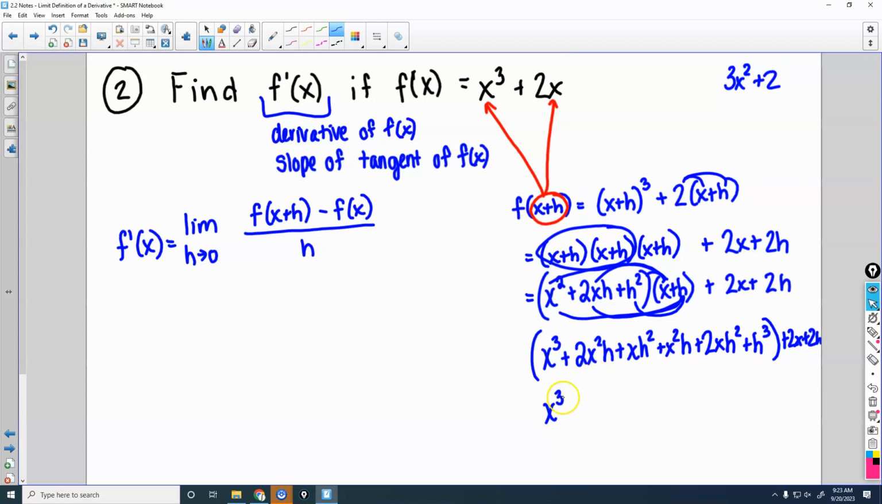All right, so x to the third. I've got a 2x squared h and another x squared h here, so that's going to give me plus 3x squared h. Then I've got xh squared and a 2xh squared. That is going to give me 3xh squared. See how those are different where the square is? And then plus my h cubed. And then plus 2x plus 2h.